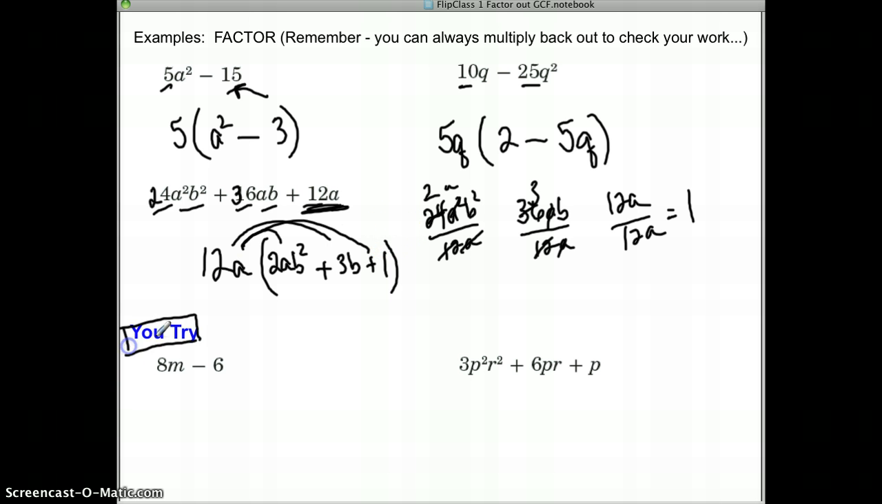I want you to try these ones. They're on your sheets. Try them, and we'll go over them in class tomorrow.